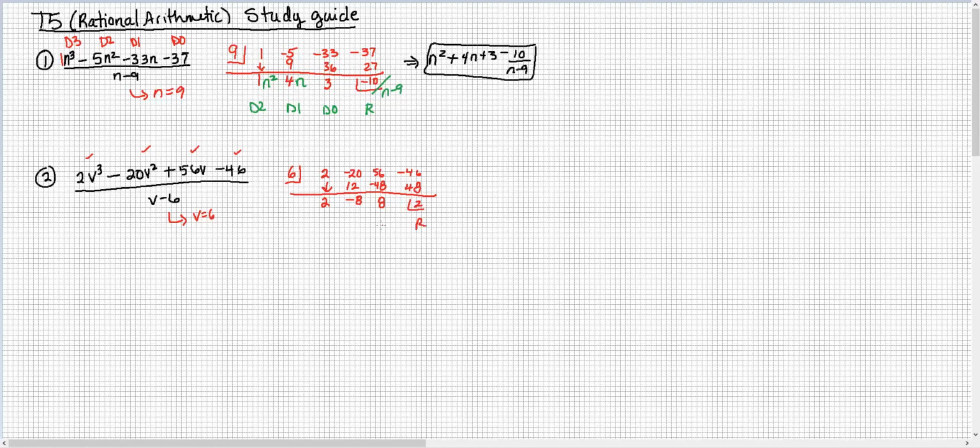Once again, this is the remainder, degree 0, degree 1, degree 2. And what does this mean? This means that the 2 goes over the v minus 6. This is a constant. This one gets one variable, and this one gets two variables. So the final answer is going to be 2v squared minus 8v plus 8 plus 2 over v minus 6.